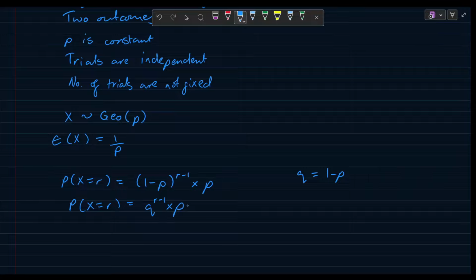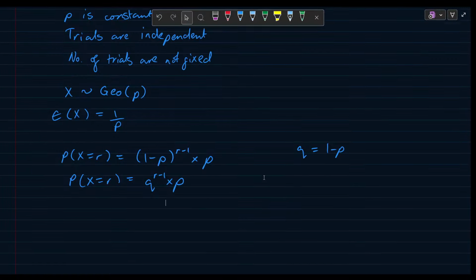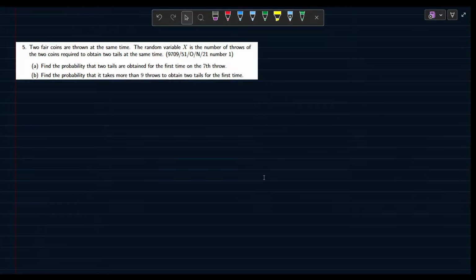So let's look at some questions on the geometric distribution. Here we're given that two fair coins are thrown at the same time. The random variable x is the number of throws of the two coins required to obtain two tails at the same time. Find the probability that the two tails are obtained for the first time on the 7th throw.